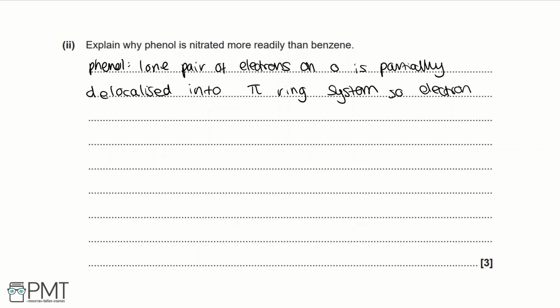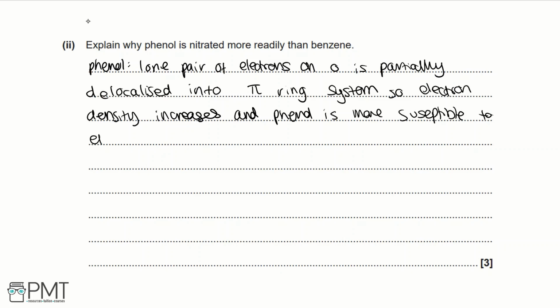That's going to increase the electron density. And if the electron density is increased, this means that phenol will be more susceptible to electrophilic attack from electrophiles like your nitration of benzene or phenol in part 1 or in part 2, which we'll come to in a minute, or part B.